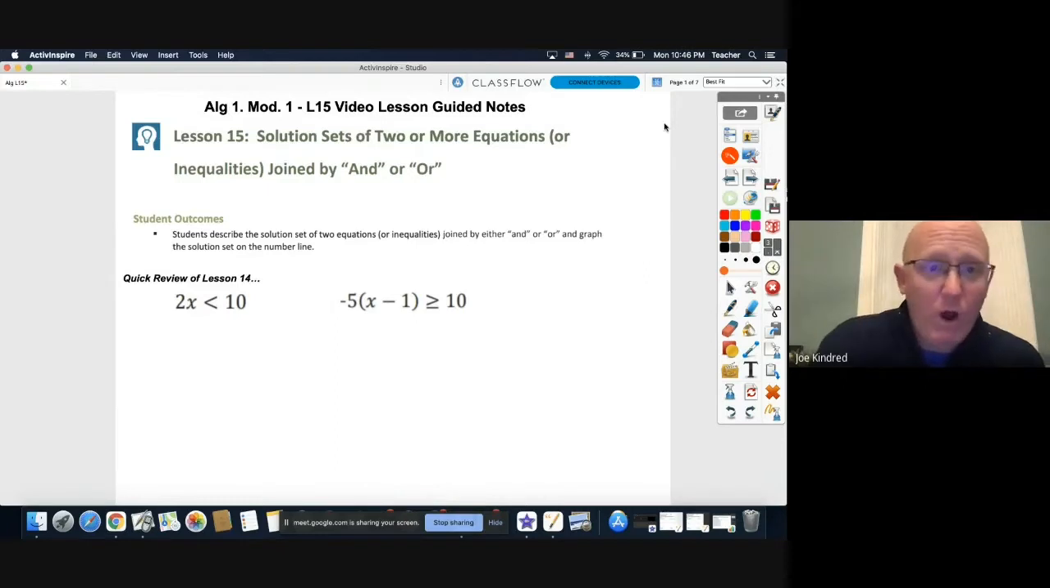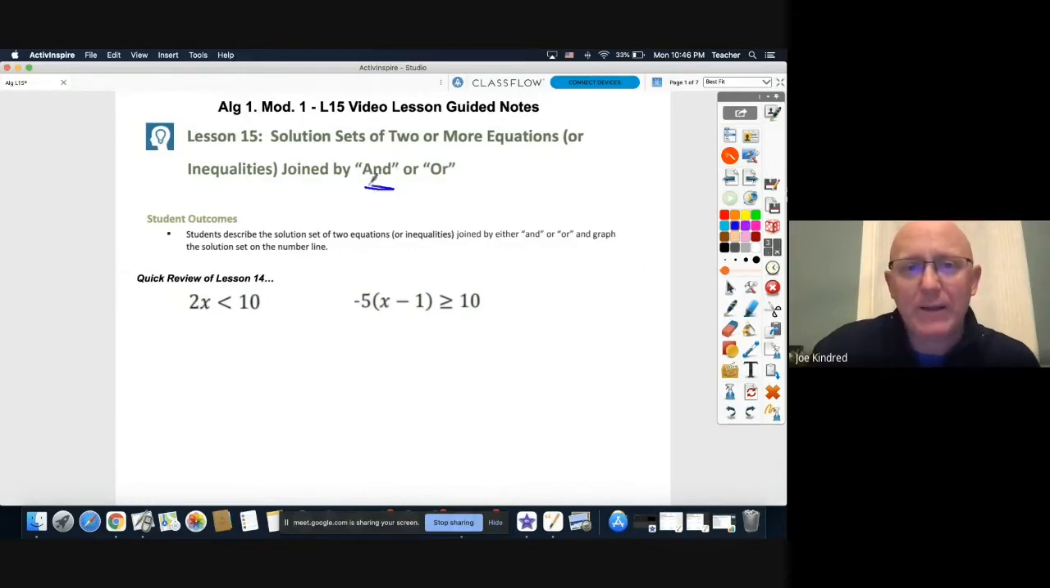or Inequalities, joined by the words "and" or the word "or." We are going to be looking at this word, and this word is a big part of our discussion today. But let's start by reviewing lesson 14. Solving inequalities is just like solving equations.